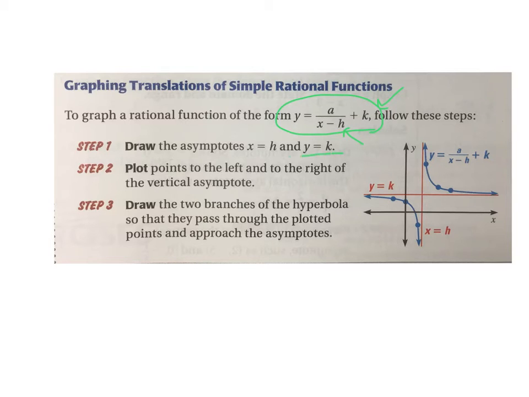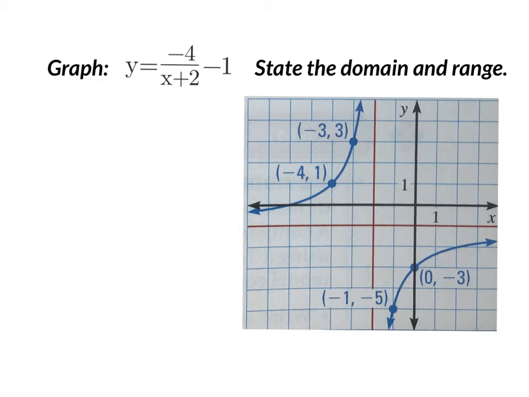The asymptotes are gonna be the shifts, all right? The asymptotes are gonna shift h. That's going to be your vertical asymptote. You're going to shift k, up and down. That's going to be your horizontal asymptote. And what's going to happen is your 2 branches are just going to move with the asymptotes. I'm going to show you 2 of these, and that should be enough, and we'll call it a day. All right, first one says graph negative 4 over x plus 2 minus 1.